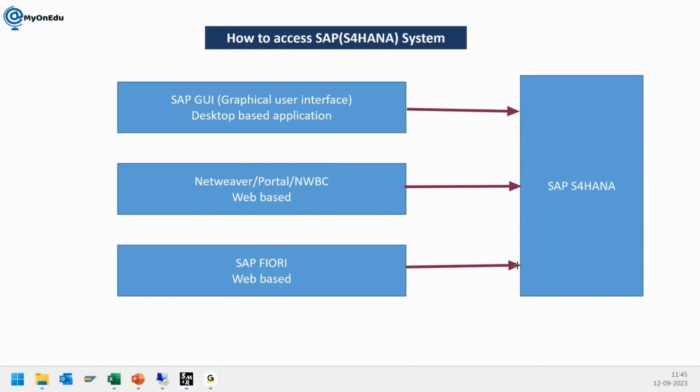So SAP Fiori is again a web-based interface where we will have a different user interface or UI. Based on that we will access S/4HANA. So we can opt for any of the three methods. Sometimes you will see in the company, either where you're already working or will go to work, they are working from the GUI portal or the Fiori.